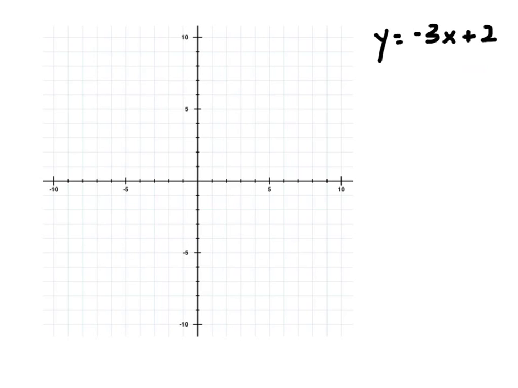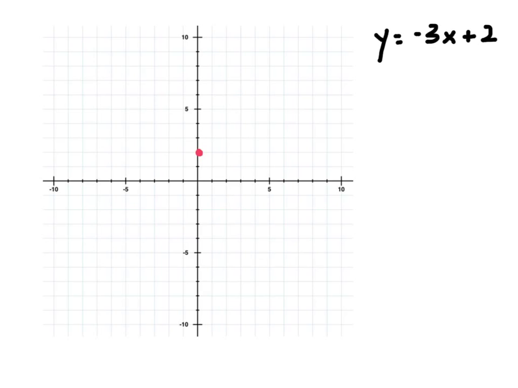So as always I want to start with my y-intercept, in this equation b equals 2. So I'm going to mark an intercept at the point 0, 2. Mark that on the graph there. And then the next thing that I want to look at, as always, is the slope. In this equation, m equals negative 3, so our slope is negative 3.